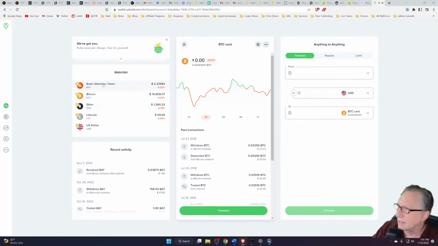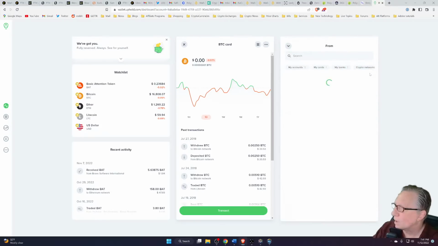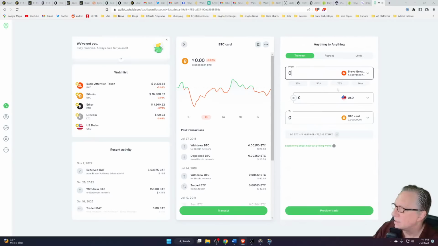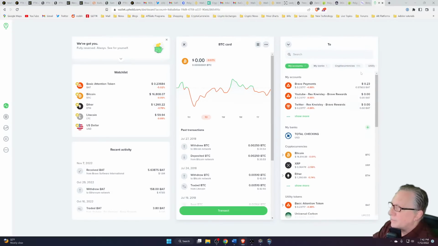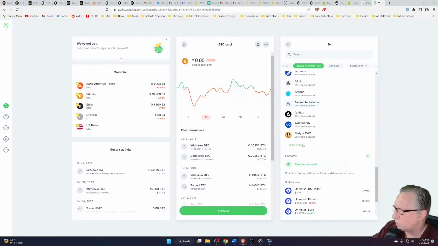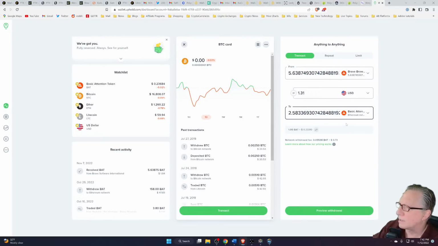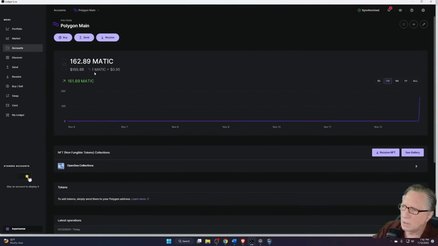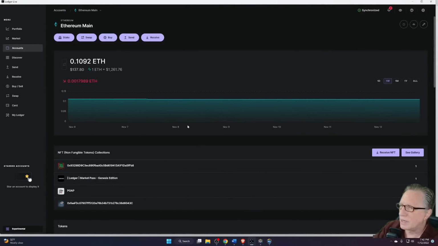Is there anything on here? Okay, so there's a small amount here. I don't even know if it'll let me do this. Now, I don't want to just move it to Bitcoin. I want to move it to a network. So I'm going to need to go down here to crypto networks. And I'm going to use the same network that the coin is on. They're going to charge me. And then I need to put in an address, right? I'll go ahead and use this Ethereum main.